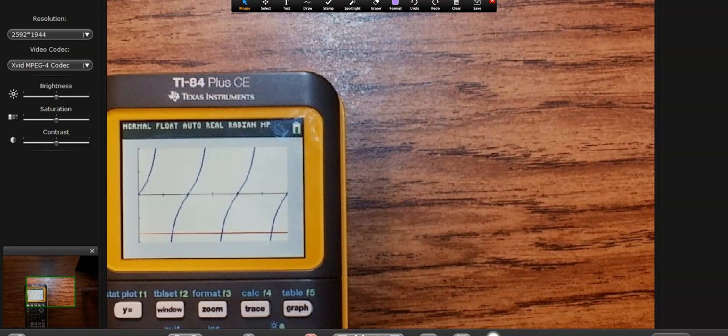Okay, so calculate intersect, right? Is the first curve the blue one? And you hit the enter button. Is the second curve the red one? And you hit enter. Then you get to the guess feature. If you don't give it some information on the guess part, it's going to pick for you, and you may not be happy.